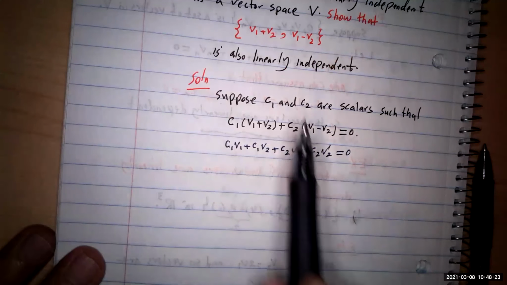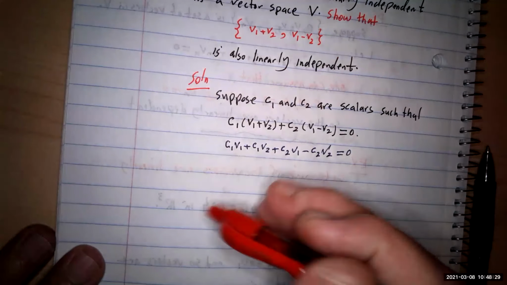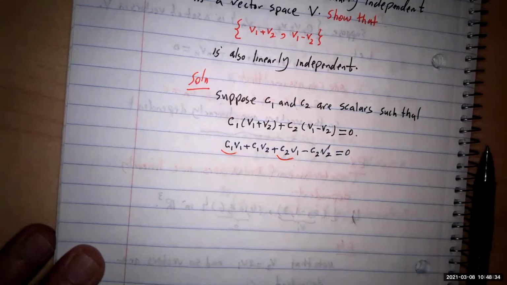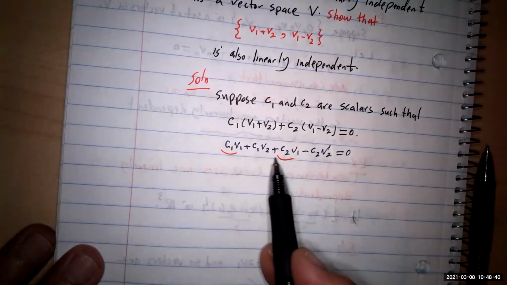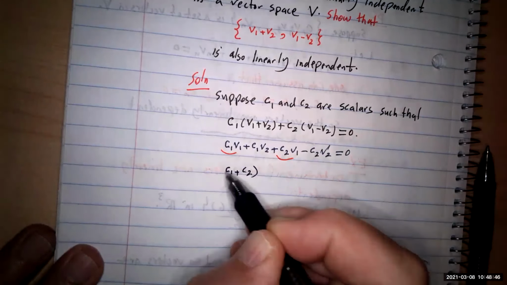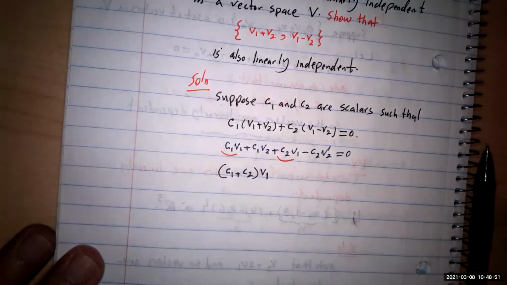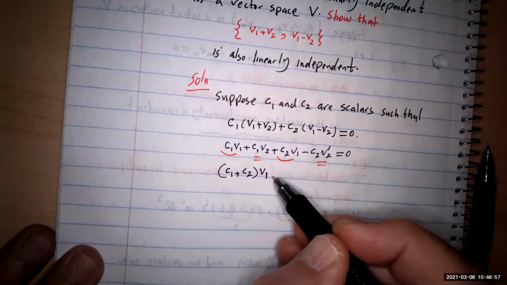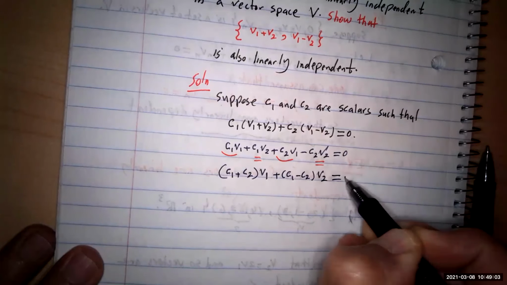Okay. Now, since your information is about the V1 and V2, put the V1 and V2 together. Look at this one: C1 V1 and C2 V1. Factor out the V1. If you factor out V1, that gives you (C1 plus C2) V1. This is what you got from here. And from the rest, you see these two. If you factor out the V2, you get plus (C1 minus C2) V2 equal to 0.